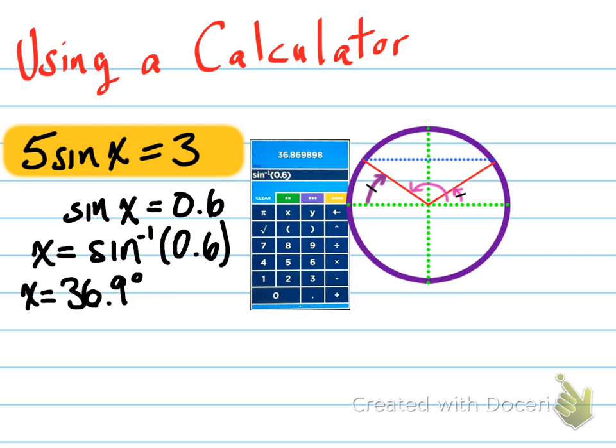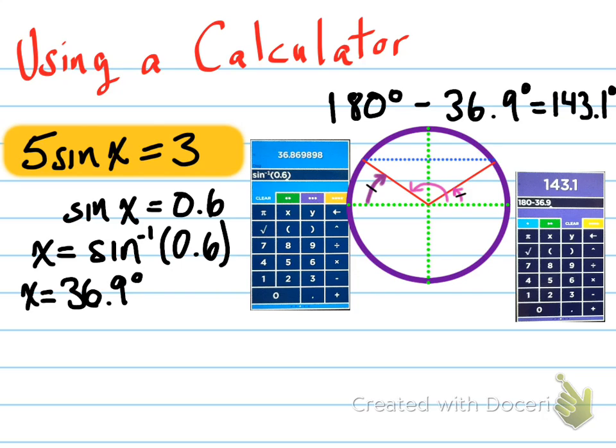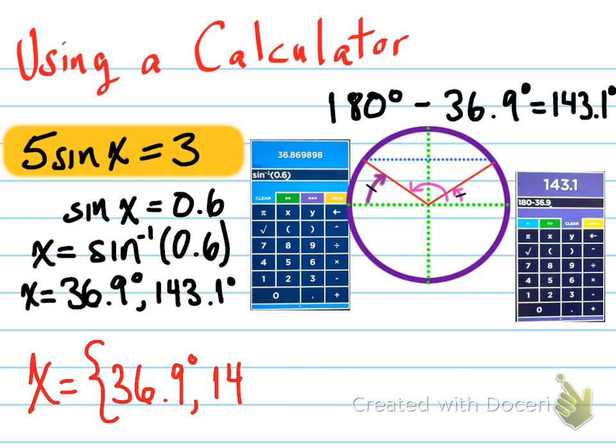Well, this suggests that instead of subtracting from 360 like we did for cosine, we could find that other angle by subtracting the first one from 180 degrees, and that is in fact what you do. So 180 minus 36.9 is 143.1, and that is the other angle that has a sine equal to 0.6. So that's pretty simple, really. There's our solution for that equation. Those two numbers plus 360k again to cover all possible solutions.